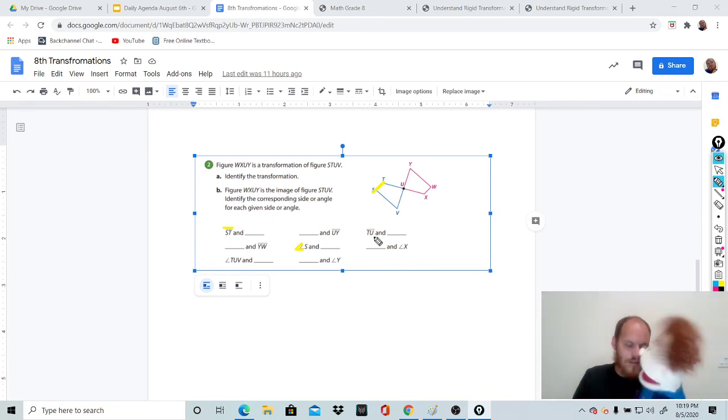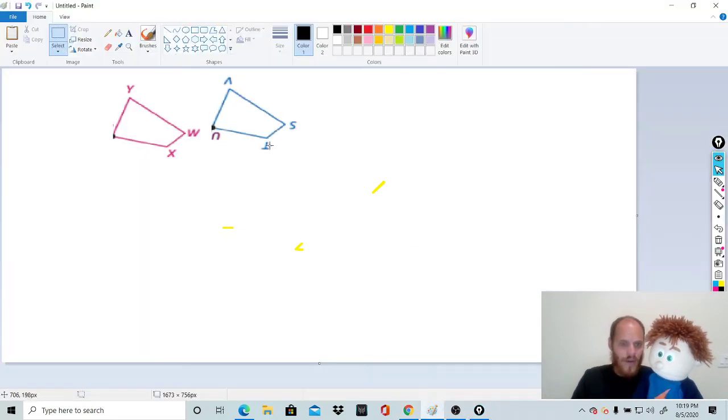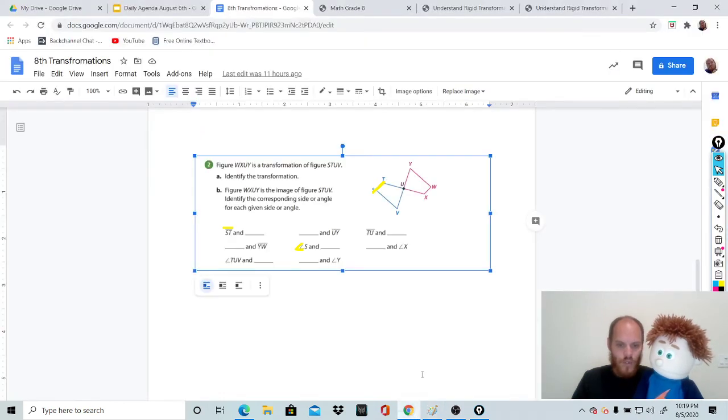Wait, can you go back to the other picture? Sure, and just so you guys know, it's always really easy to just kind of draw the picture out, or you can do what I did and help you out. So ST goes with what? XW. Exactly, XW. So that's that guy right there. Oh man, I think I get it. Alright, what goes with UV? UY goes with UV. Exactly. So UV, this one is WX, and these are both lines, so they're all right. What about TU?